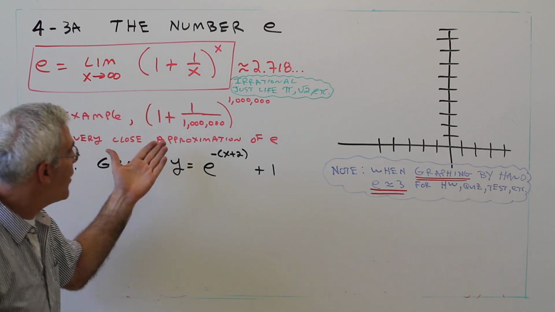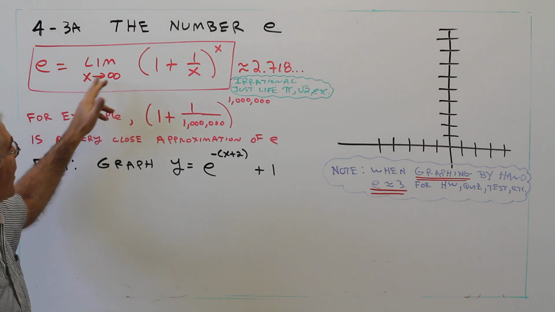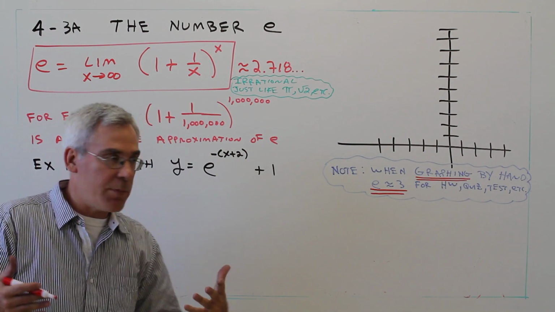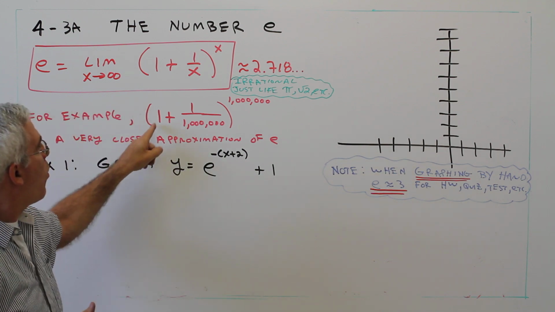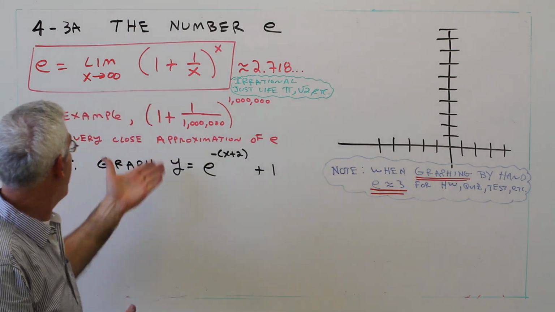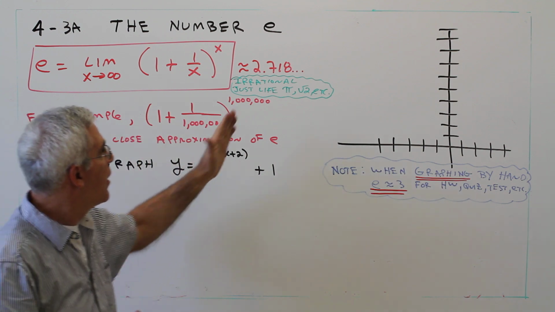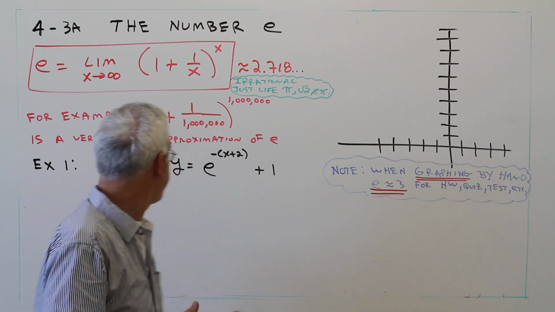All right, so just so you get a concrete understanding, when they say x approaches infinity, it just means it gets really, really big. So let's let x be a million, a fairly large number. (1 + 1/1,000,000)^1,000,000 is a very close approximation of e. It'll just differ in a few decimal places out beyond there.